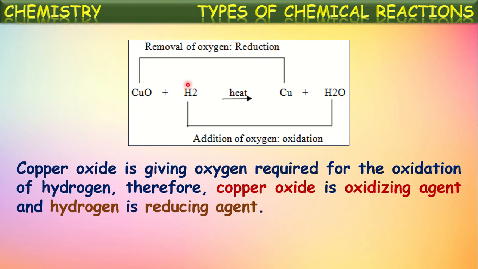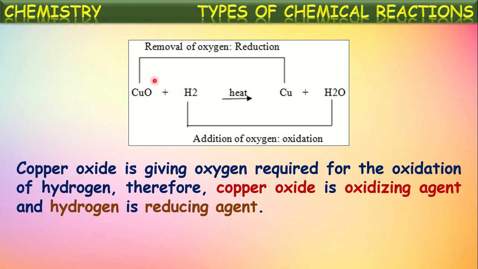If you see in terms of hydrogen, hydrogen is taking, sorry, it is taking oxygens from copper oxide and helping in the reduction of copper oxide. So hydrogen is helping for the reduction of copper oxide by taking its oxygen. So we can say this hydrogen here is the helper of reduction, that is meant by reducing agent. So hydrogen is a reducing agent, copper oxide is an oxidizing agent.